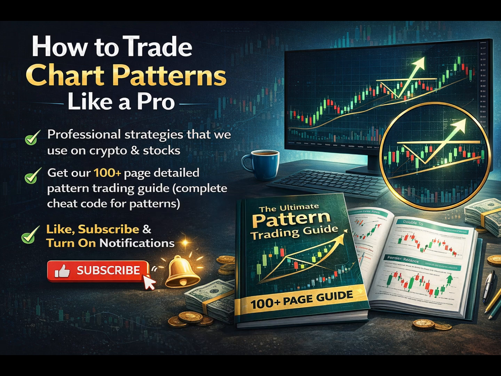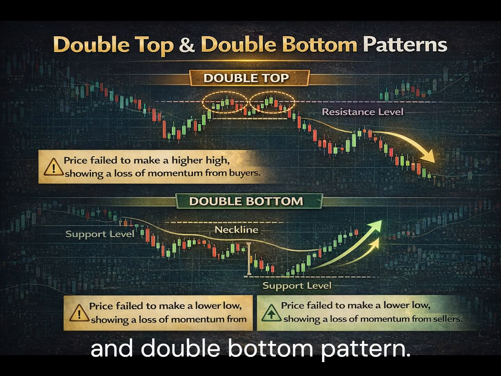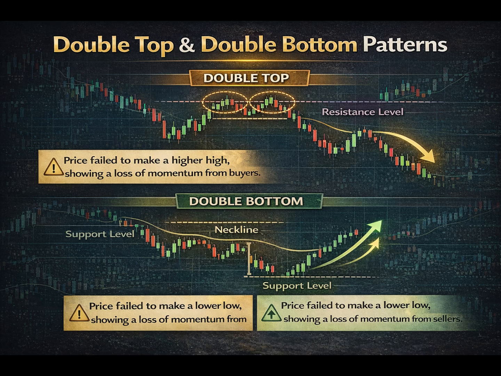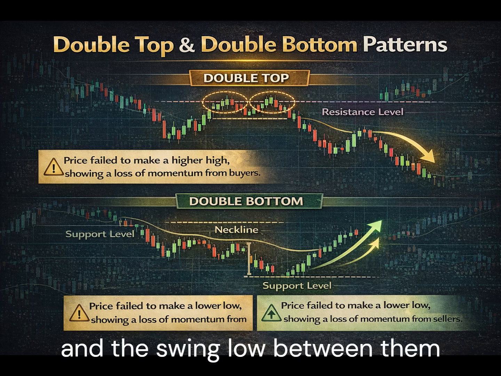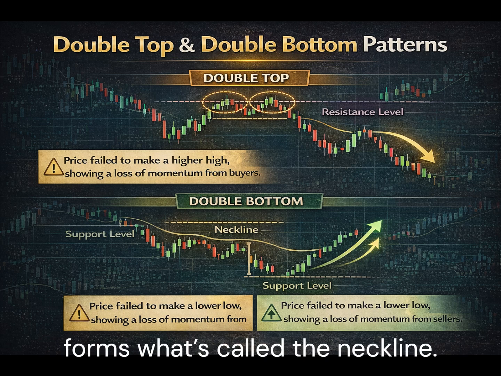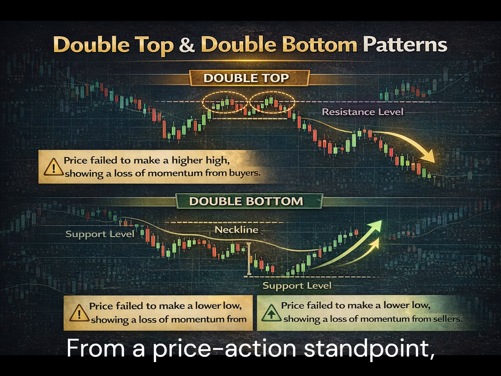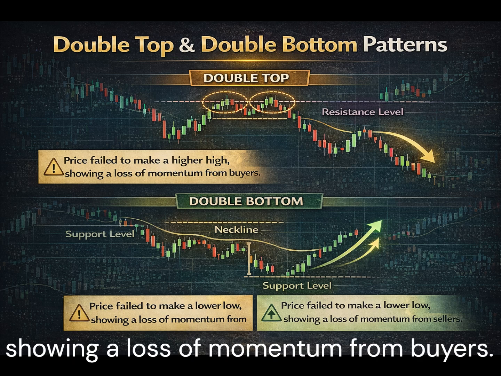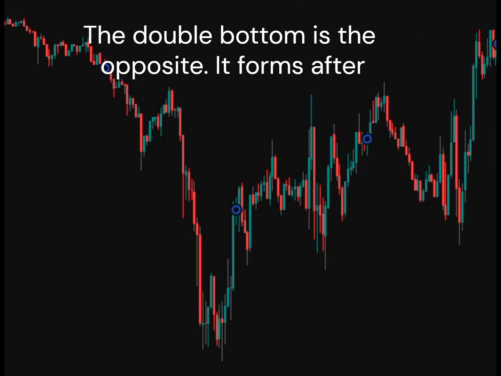Let's start with the double top and double bottom pattern. A double top forms after an uptrend when price makes two equal highs. These highs create a resistance level, and the swing low between them forms what's called the neckline. From a price action standpoint, this pattern tells us that price failed to make a higher high, showing a loss of momentum from buyers. The double bottom is the opposite.